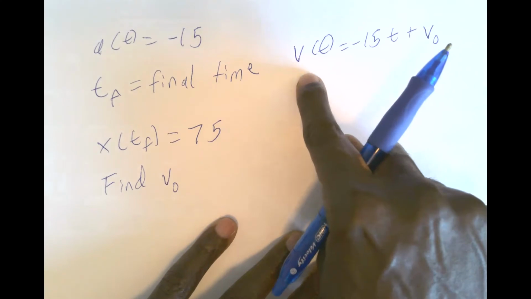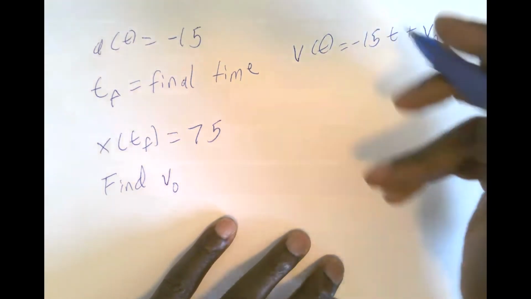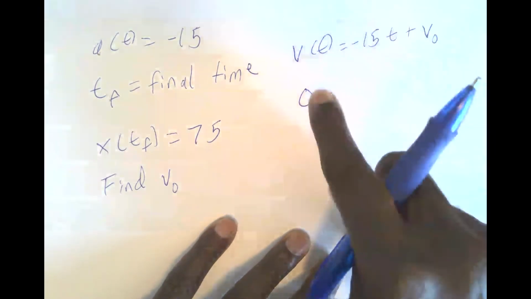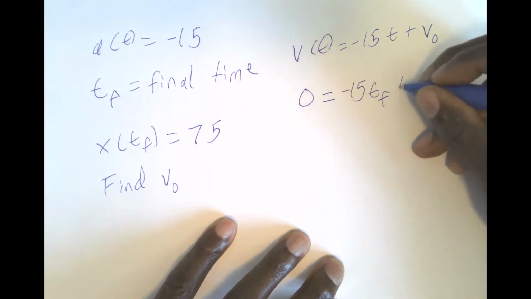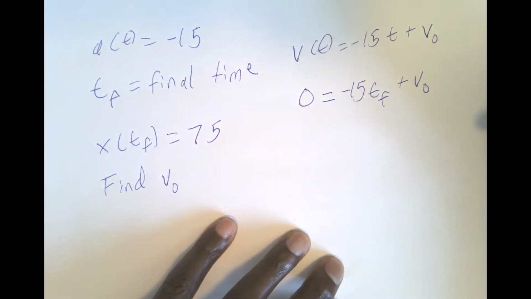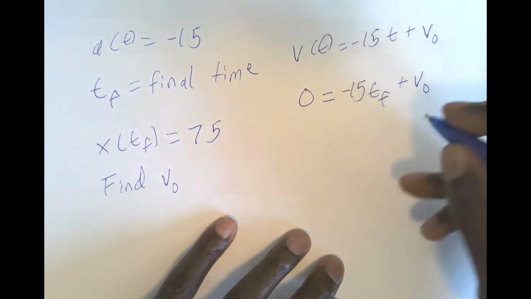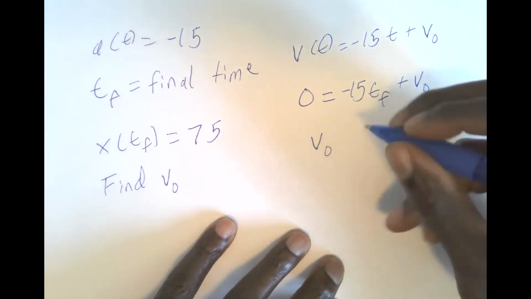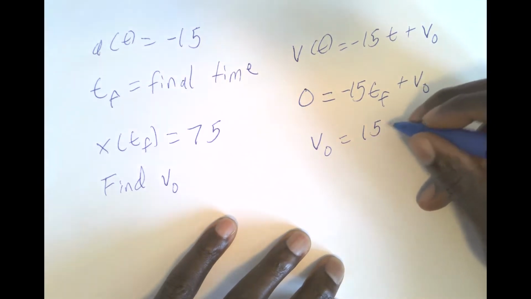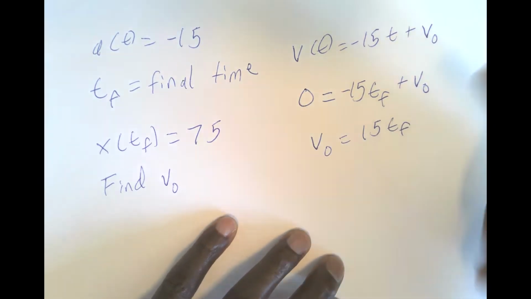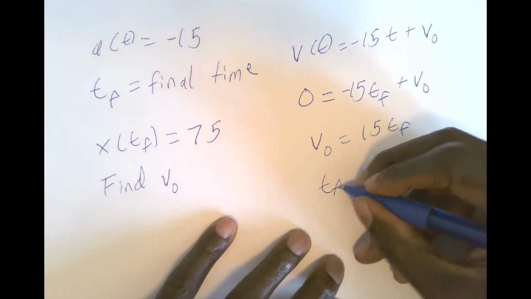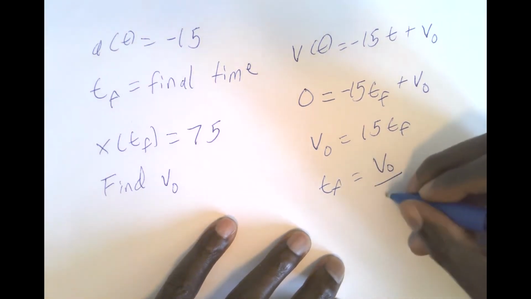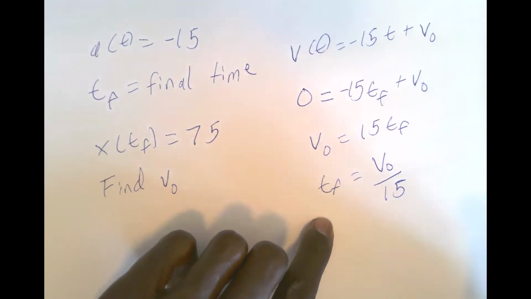So if I evaluate this function at t sub f, v of t sub f is going to be 0. And I'm just plugging in t sub f for t. And so this will be negative 15 times t sub f plus v naught. And that means that v naught is 15 times t sub f. And that's a relationship with v naught in terms of t sub f, but probably what would be more beneficial is t sub f in terms of v naught. So t sub f is v naught over 15. Okay, so that's going to prove to be an important figure there.